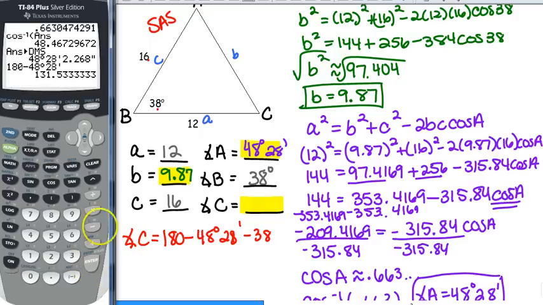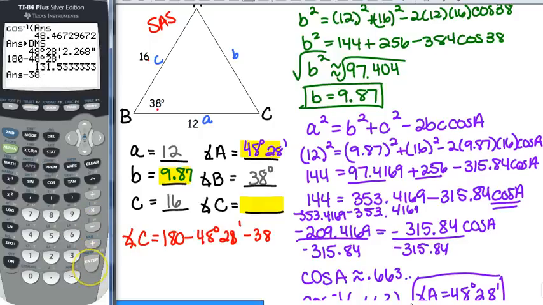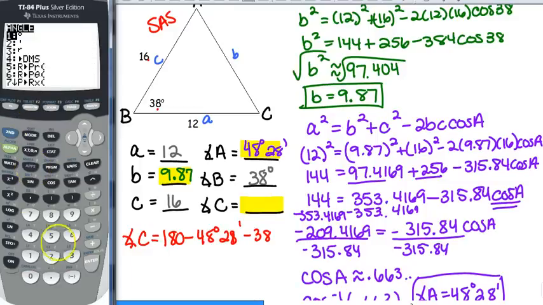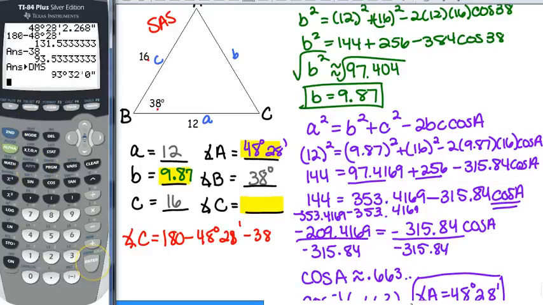Oops, I forgot to subtract out our 38 as well. Now we have to turn that into degrees, minutes, seconds, so second angle again, number 4, and we get that angle C is 93 degrees and 32 minutes.